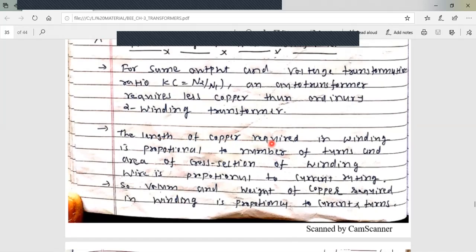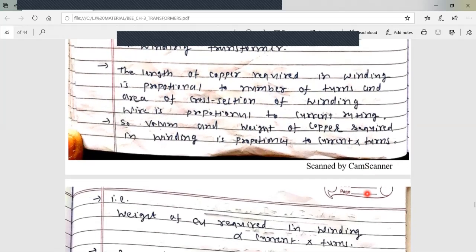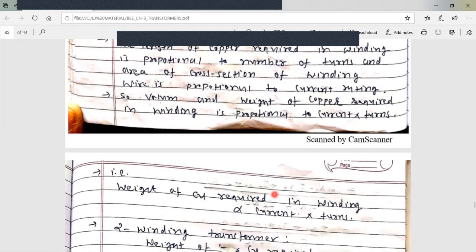The length of copper required in winding is proportional to the number of turns and area of cross section of winding. So the volume and weight of copper required in winding is proportional to current and turns. Again I repeat this sentence: the weight of copper required in winding is proportional to current and turns.